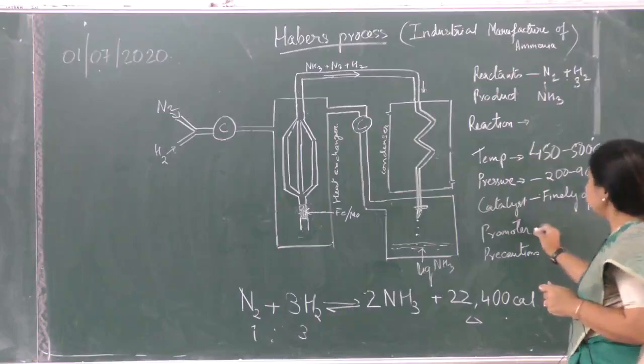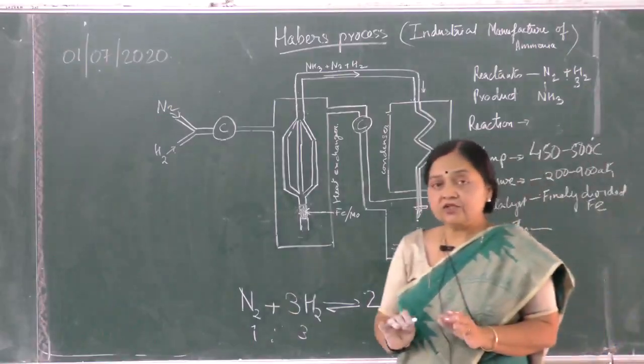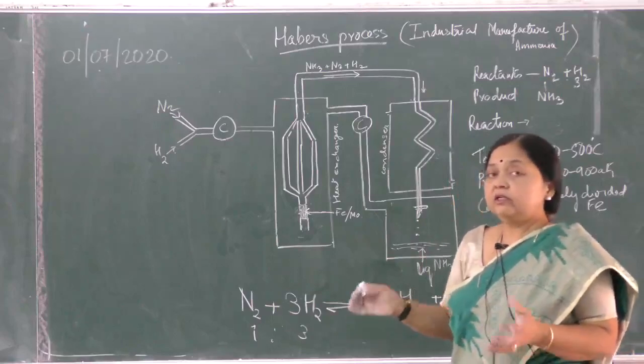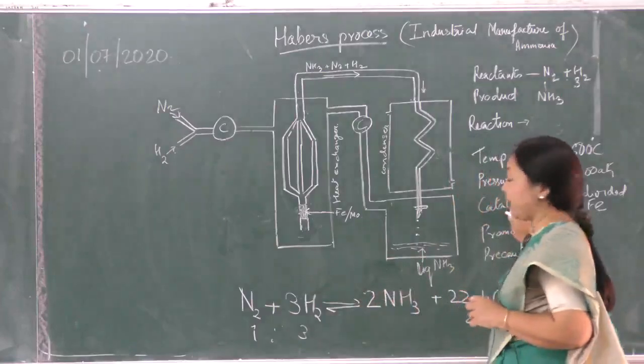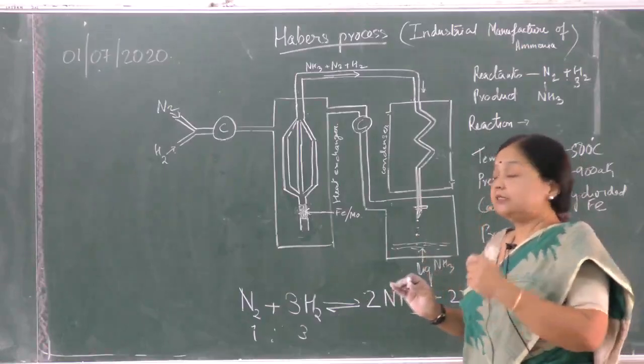This is the catalyst, and this just increases the rate of reaction. It has no effect on the product, of course. The amount of ammonia produced has no impact on that. Only the rate at which the reaction is taking place is increased.